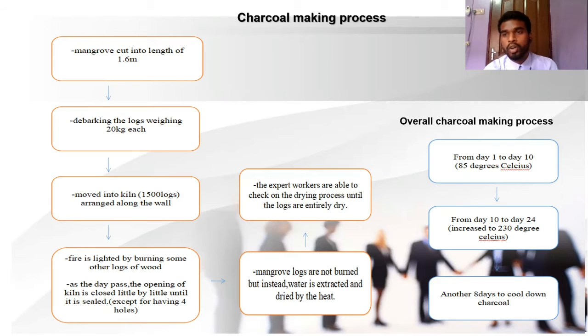And then the overall charcoal making process is from day 1 to day 10, 85 degrees Celsius will be maintained inside the igloo. And then from day 10 to day 24, it is increased to 230 degrees Celsius. And finally, 8 cooling days are taken to cool down the charcoals before being packed inside the packets. Thank you.